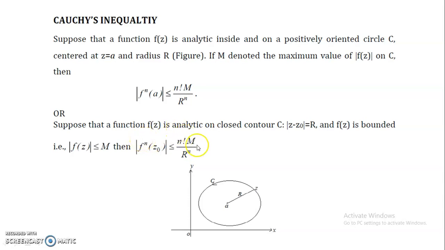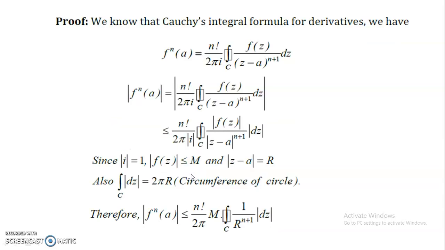Suppose the function is analytic on a closed contour C, with the center of the circle at z equal to z naught and radius r, and the function is bounded. Then the modulus of the nth derivative of f at z equal to z naught is less than or equal to n factorial times capital M divided by r power n. By making use of Cauchy's integral formula for derivative, we have that. So this is Cauchy's integral formula for derivative.